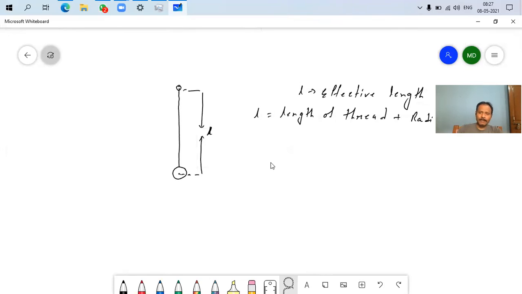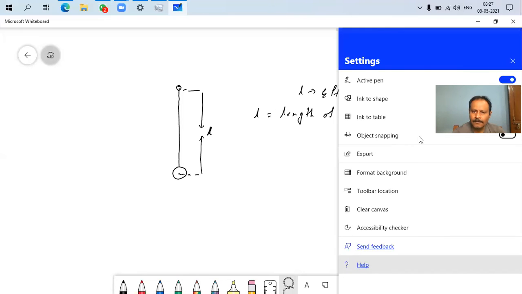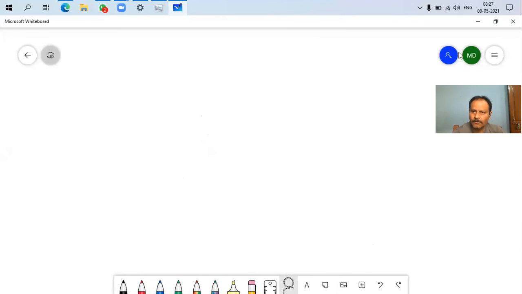Now, first term, length of the pendulum. What is the length of the pendulum? The length of the pendulum is the length of the thread plus the radius of the bob. Okay, now stop sharing. Let us go back. And what is oscillation? The to and fro motion of the pendulum is termed as oscillation.